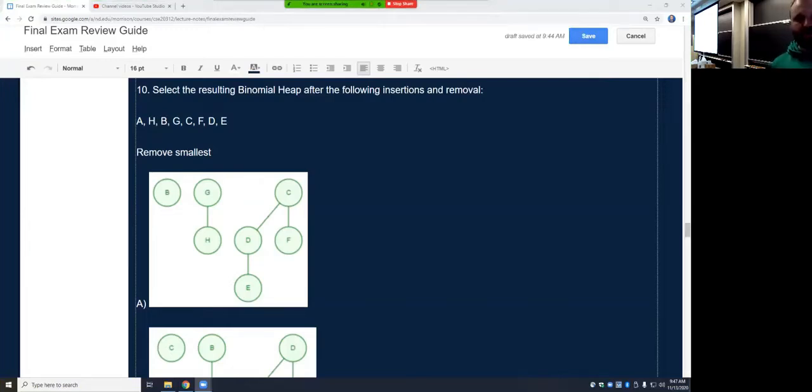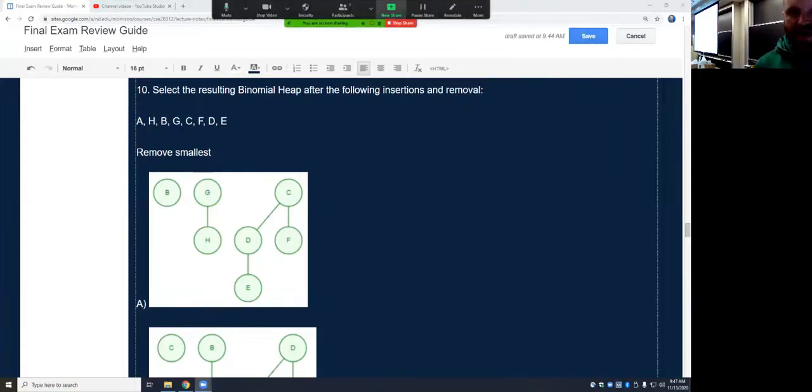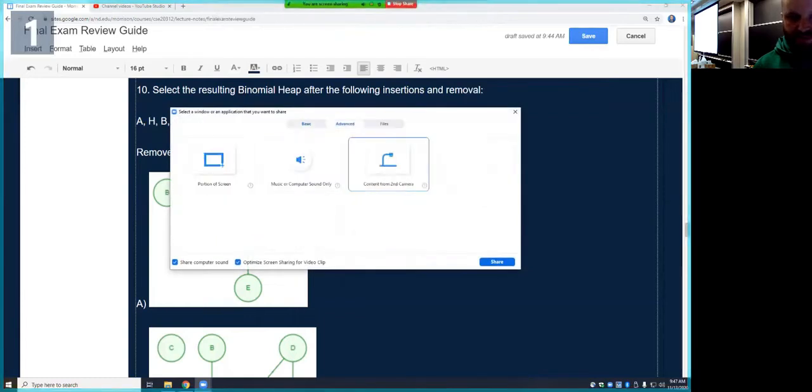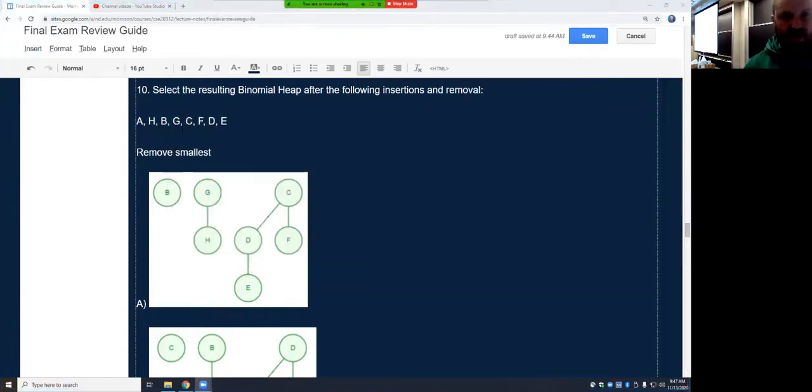Select the resulting binomial heap after the following insertions and removal: A, H, B, G, C, F, D, and E. So the thing to bear in mind when you are working with binomial heaps is that they should work in powers of 2. So the first two that we're going to have are A and H.